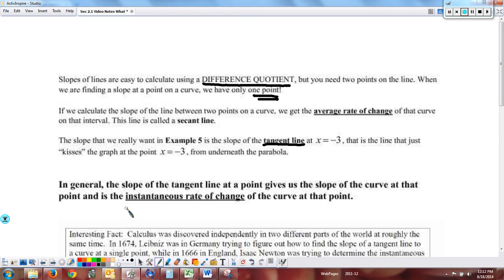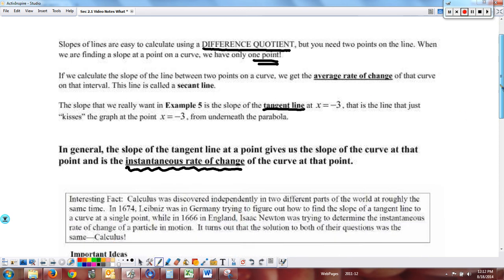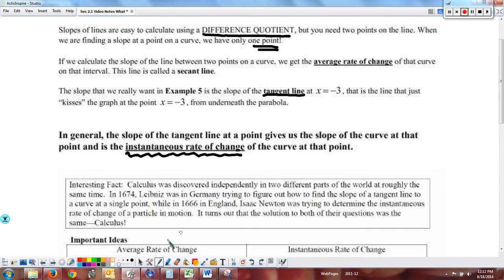The slope of the tangent line is our instantaneous rate of change. Slope of the secant line is the average rate of change. So those are going to be 2 big important concepts that we're going to be doing. The average rate of change is a pre-calc or algebra concept, whereas the instantaneous rate of change is going to be a calculus concept where we are going to use a limit in order to find it.